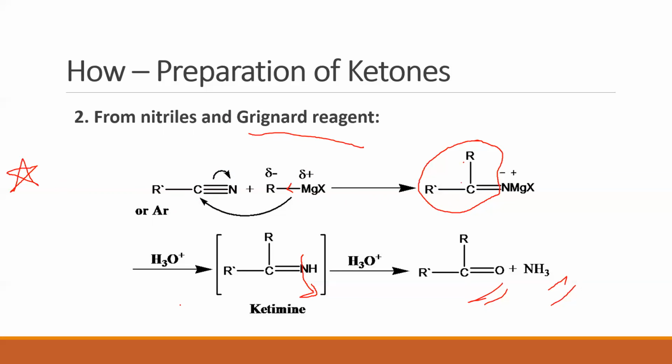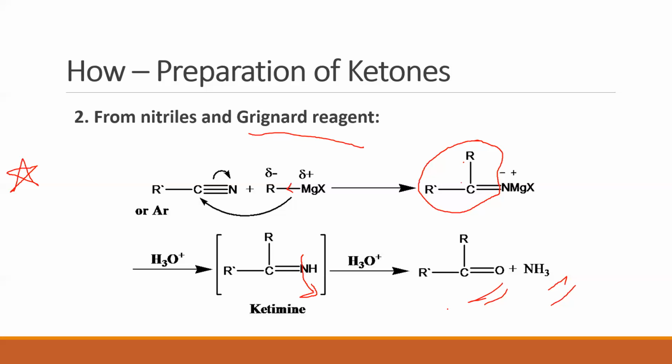In the second step, we basically react this salt with water, traces of acid, basically carrying out acid hydrolysis. When we do that, there's an intermediate that's formed, which is a ketimine. This intermediate then further breaks down in the presence of water. Upon removal of NH3, we get ketone. Clear? So this is the second method.